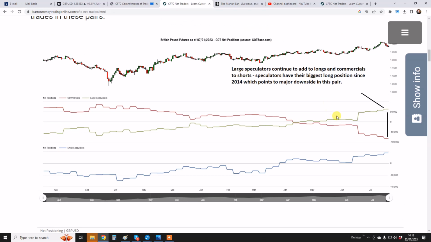Now, what we have here is speculators stepping up their longs and continuing to expand their long position. You can see here in my notes, it's the biggest since 2014. Hedgers drop short against them, okay? Now, in terms of speculators, they can be right about big trends. They just tend to get caught out at turning points when their divergence with the commercials gets too big.